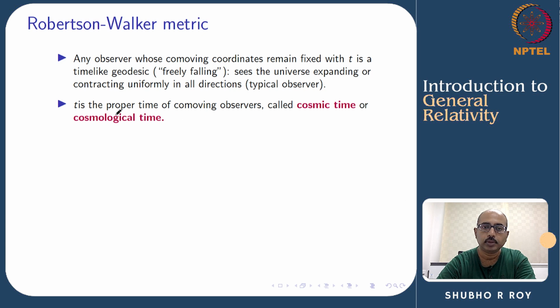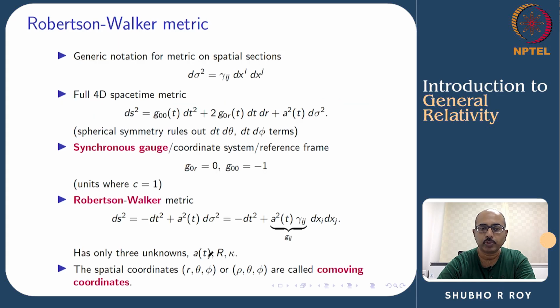Now, it is also true that little t, this time coordinate, is the proper time of co-moving observers. That is pretty obvious. The way we write that down is, for co-moving observers, because the co-moving coordinates are not changing, this is 0. And then the proper time, which is defined as minus tau square, is the same as minus dt square. So that means t I can identify with the proper time of co-moving observers. This time coordinate little t is the same as the proper time of co-moving observers.